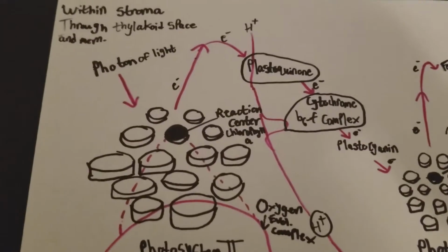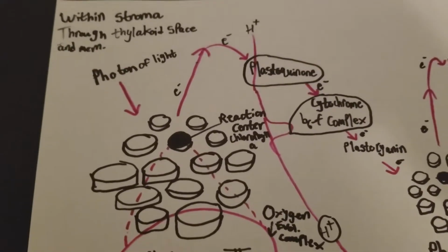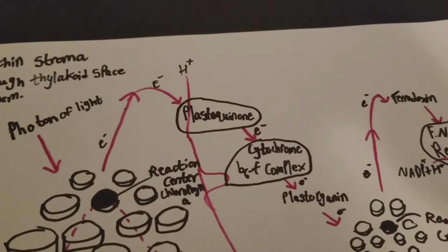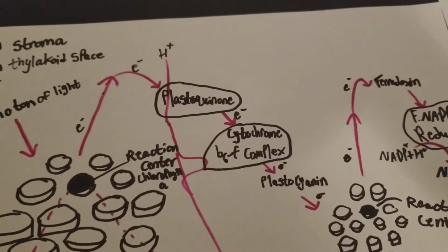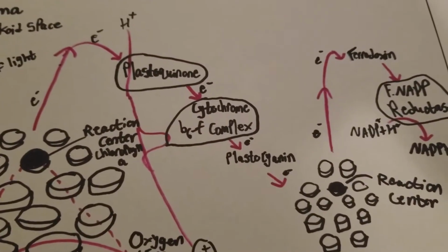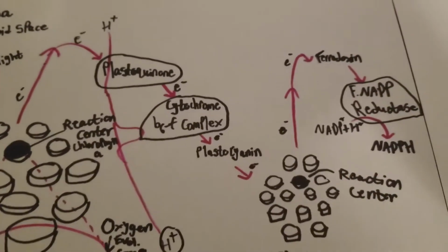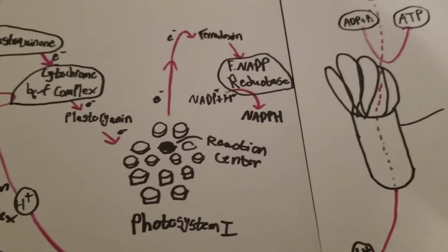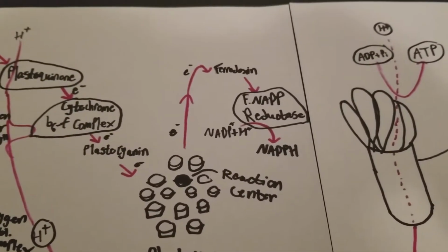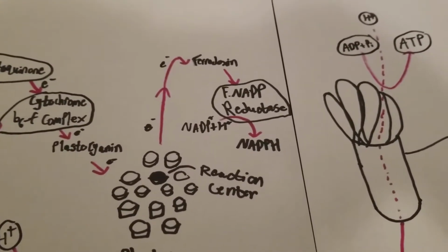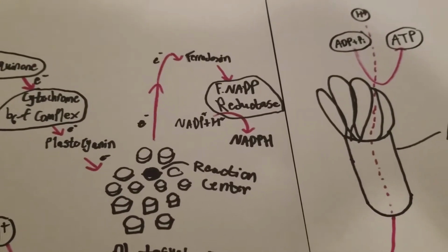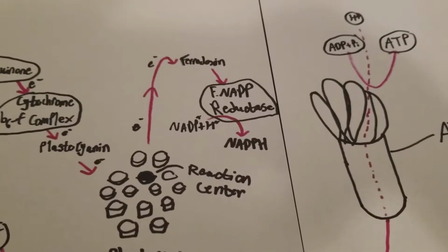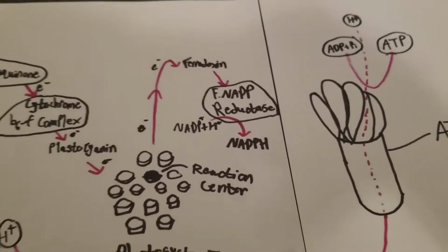But if we're following just the light, what's going to happen is the split is going to have an electron, and this moving electron is going to go into plastoquinone, and it's going to keep moving through. It goes through cytochrome B6F complex. It'll move through plastocyanin into photosystem 1. In this photosystem 1, the electron is going to move up, go into ferredoxin, and with the ferredoxin NADP reductase, it's going to turn NADP and a hydrogen ion into NADPH.